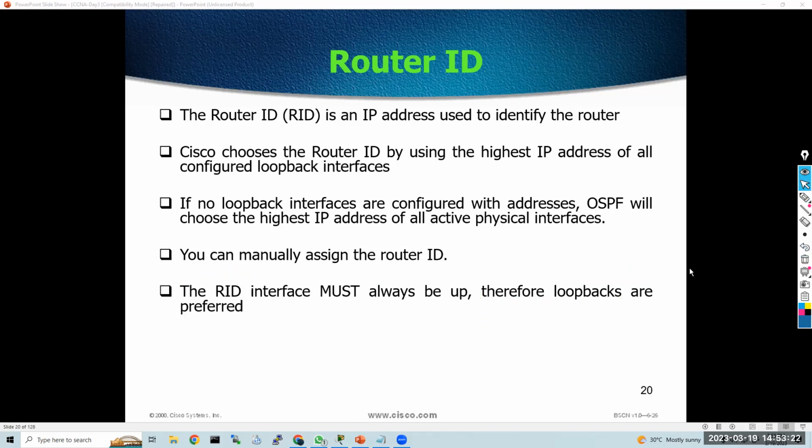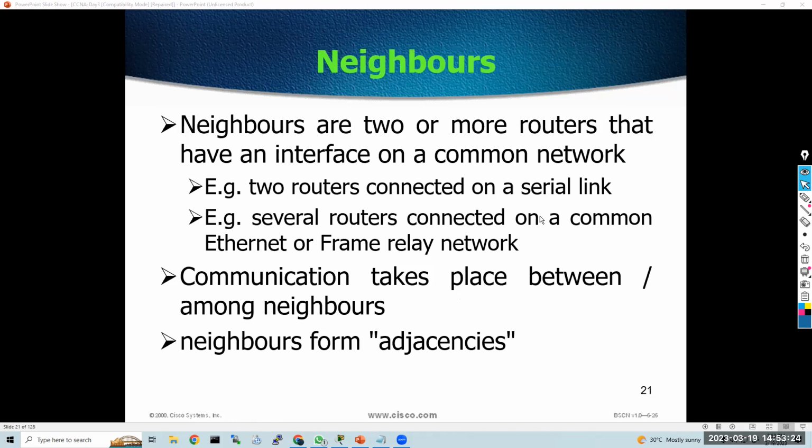Let me jump ahead and come to neighbors. Neighbors are two or more routers that have an interface in common, for example two routers connected on a serial interface, or several routers in Frame Relay, which we will not discuss. The communication takes place between the two, and an adjacency will form. This is a lab part; we'll do the basic lab now.